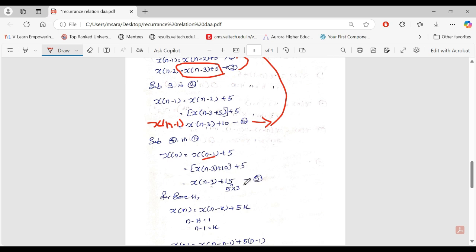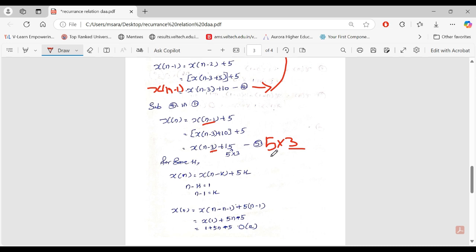Here the 15 is written as 5 multiplied by 3, so we got the constant value 3. So we have to replace it with the k value: n minus k plus 5k, T of n minus k. For n minus k equal to 1, k equals n minus 1. So I have to replace this k value with n minus 1, and here also the k value is replaced by n minus 1. These both n's are going to be cancelled.